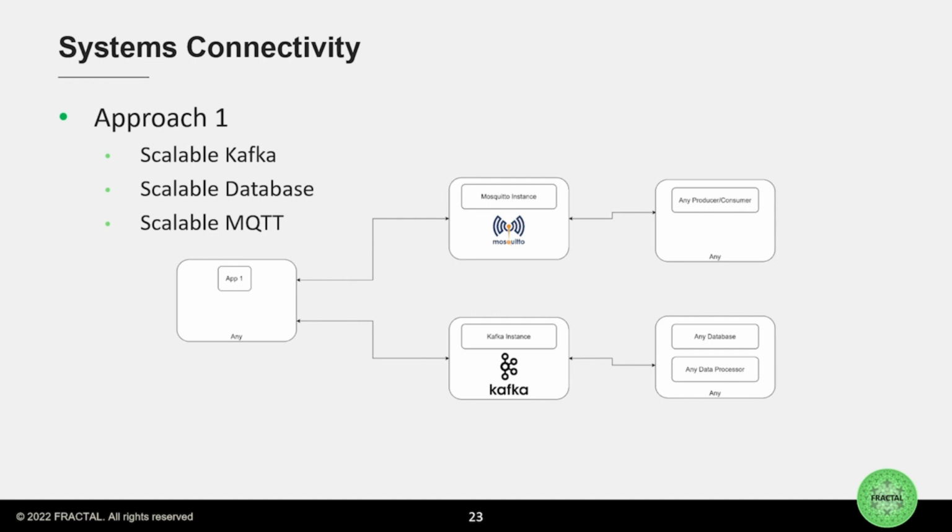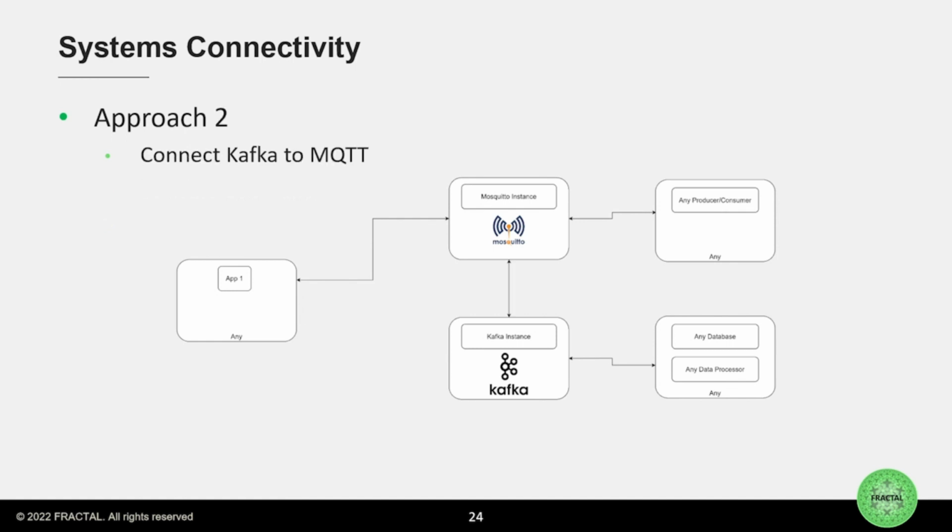The benefit of this approach would be the system scalability. Every instance in this system can be scaled easily. However, the main drawback of this approach is the redundancy in sending or receiving the data between the application and intermediate instances. So what we can do here is make a connection between Kafka and Mosquitto so that Kafka can push or pop the data from the message queue, as you can see in this figure.